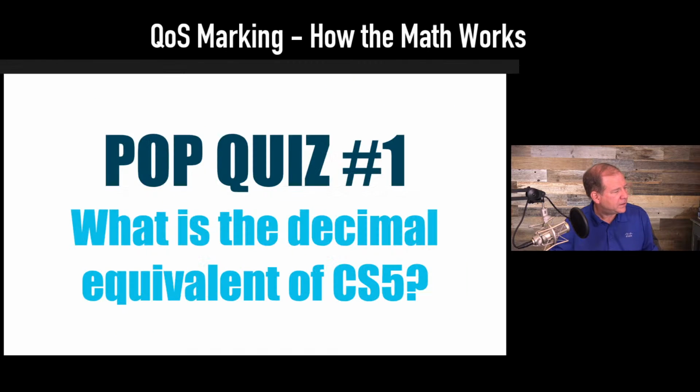Let me clear this off. And let's do CS5. CS5, remember the 5 comes from the 3 leftmost bits of the ToS byte. So what is a 5 in binary? If we're just using 3 bits, it's a 1, 0, 1.